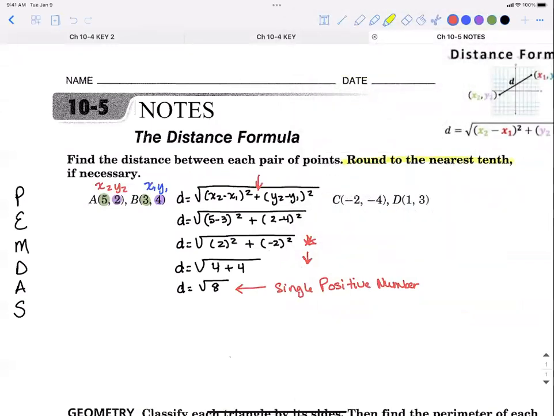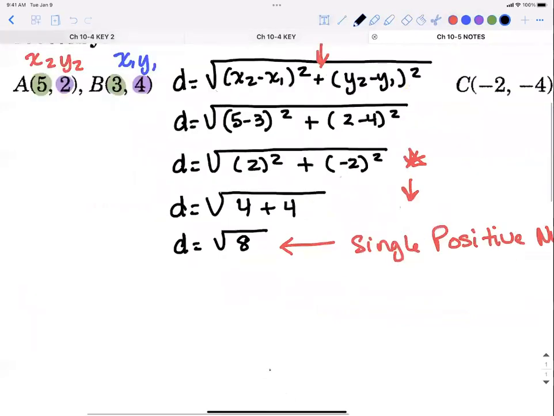So now this last step of the answer should be very familiar to you. It's not a d squared, so we're not taking the square root of both sides. This is just a simple simplifying step. So you're going to take your calculator and put in the square root of 8. It's not perfect, so it's going to come out 2.8284 and so on. We're going to round to the nearest tenth. So the distance between these two points is 2.8.